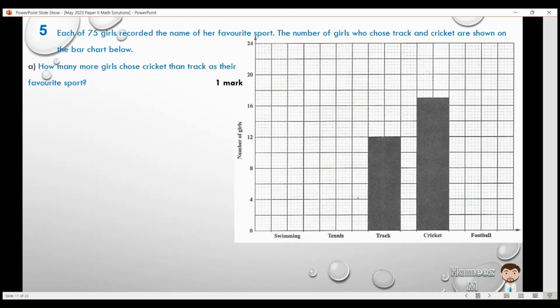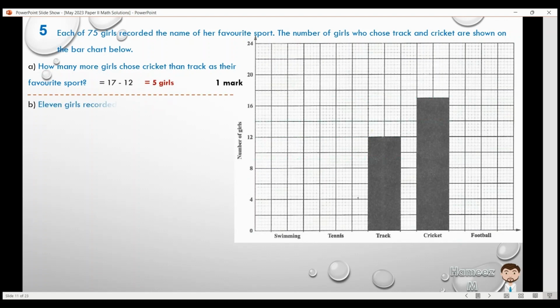So if you want to work that out, we can draw a little line across or take our ruler and make sure that we're accurate, so we can see where it indicates how many students chose cricket, which is 17. And similarly, we could tell from track that it is 12. So we say how many more? What's the difference? So it's 17 minus 12, which works out to be 5 girls.